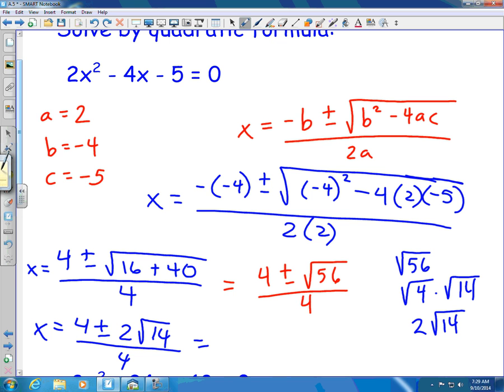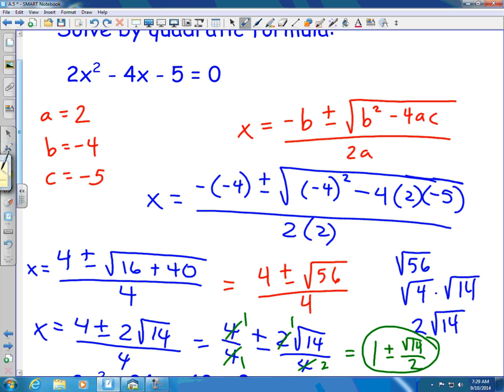And we can split this up into 2 fractions, 4 over 4 plus or minus 2 rad 14 over 4. And now we can reduce these individual fractions. 4 goes into 4 once and into 4 once, 2 goes into 2 once and into 4 twice. So I think our final answer would be 1 plus or minus square root of 14 over 2 as the answer to this problem.